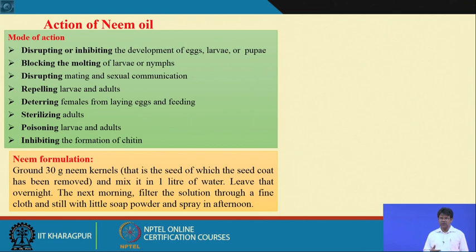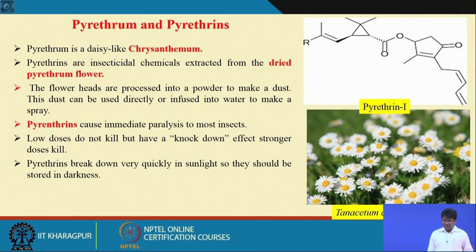In organic farming, organic pest management, we usually take preventive measures. We do not wait for the pest or the disease to appear and then go on spraying. So, this is regular spraying of the neem solution. You can spray it regularly once a week in the field, so that pest and disease infestation can be reduced. The other one is pyrethrin or pyrethrum.